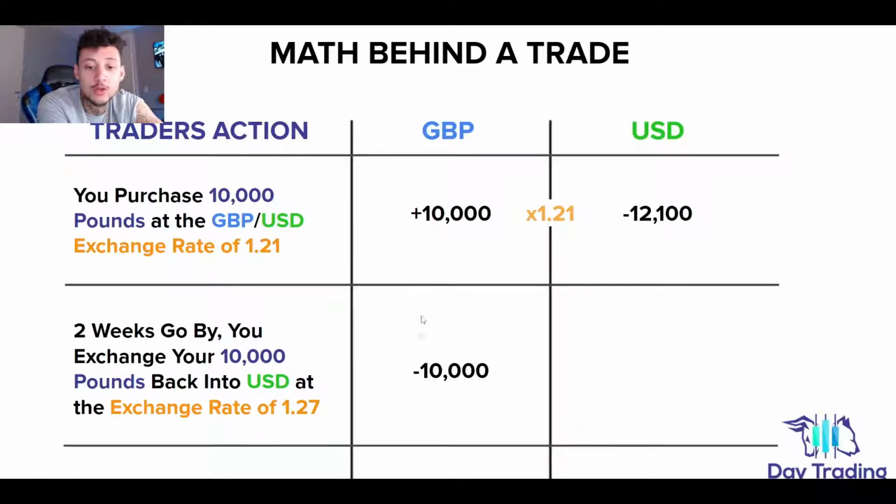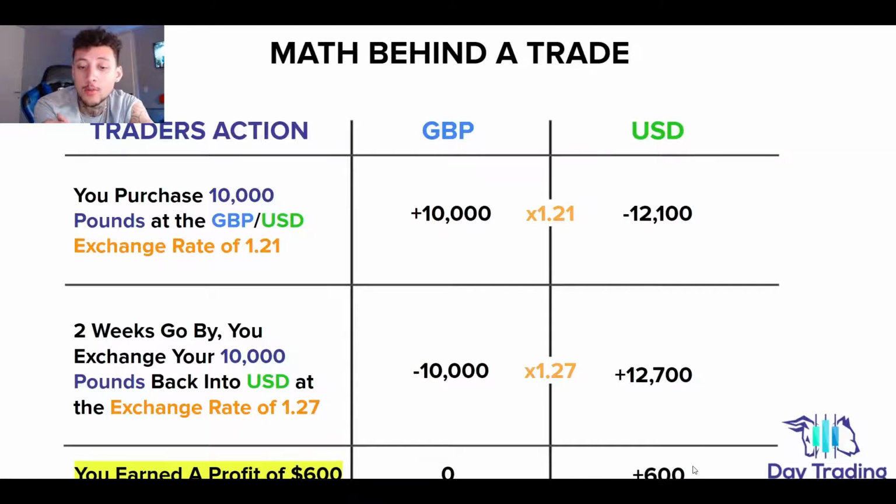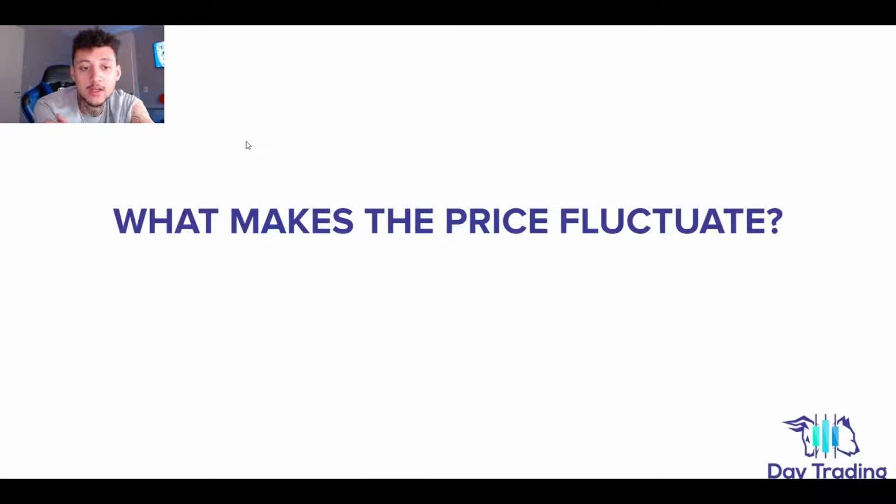Now, let's say 2 weeks go by and you exchange your 10,000 pounds back into US dollars at the exchange rate of 1.27. Remember, the exchange rate is the current trading price. Again, you still have 10,000 pounds, even though you bought for about $12,000. Since the exchange rate has gone up in value, we multiply our 10,000 pounds by 1.27, leaving us at $12,700. And we've made roughly a $600 profit in total. And that's the basic math behind a trade.